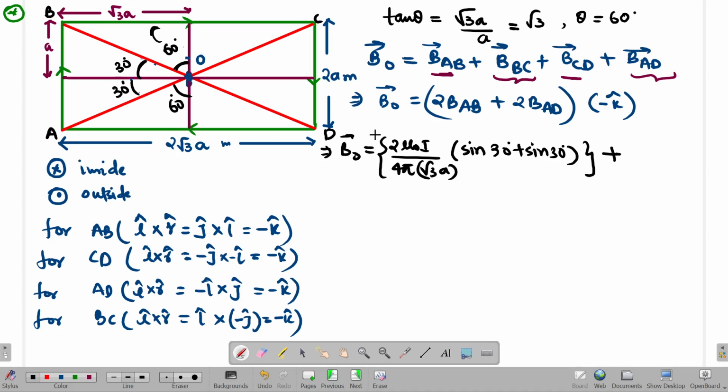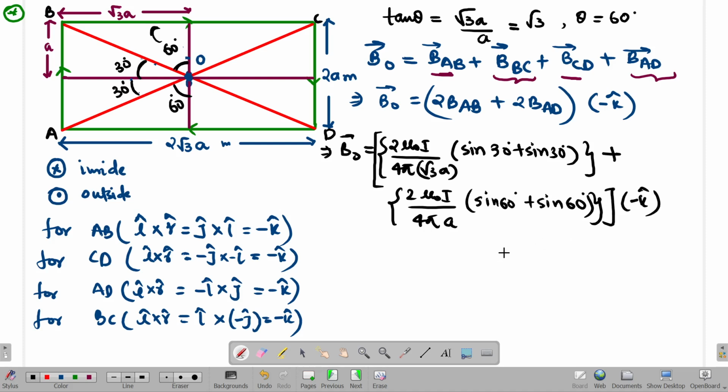Plus twice for AD. So twice mu naught I by 4 pi. For AD, the r is only the length a, isn't it? 4 pi a. But this is sine 60 plus sine 60, along minus K cap. Are you able to get me? So can you solve this to find the total magnetic field or not? Okay, so that's your task. Are you able to get me?